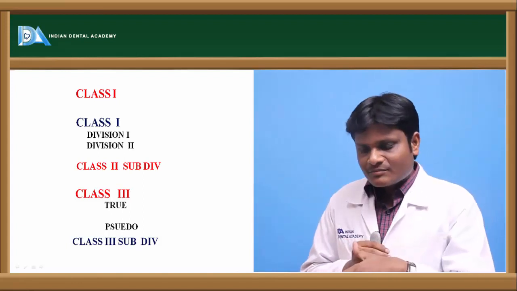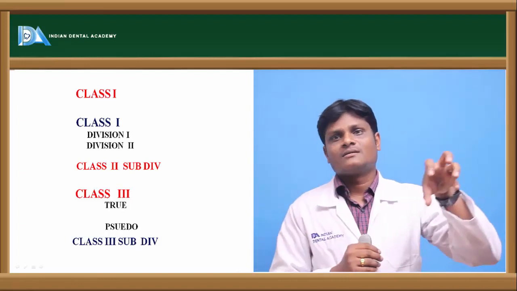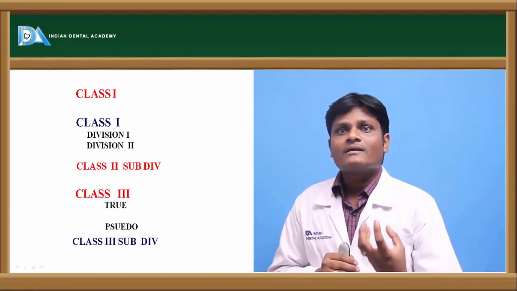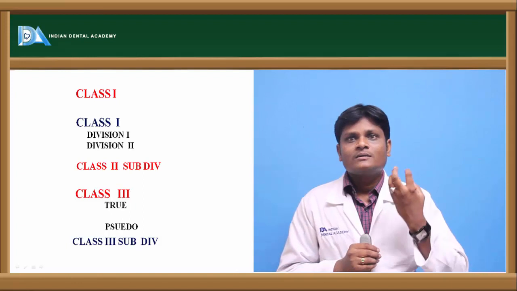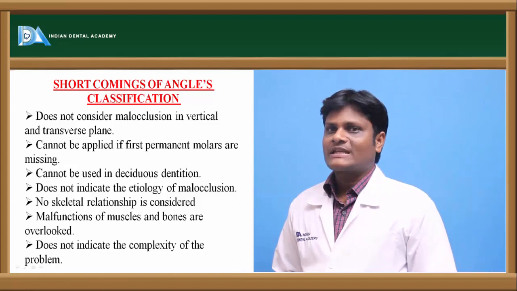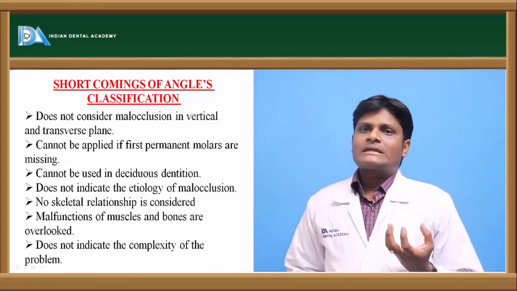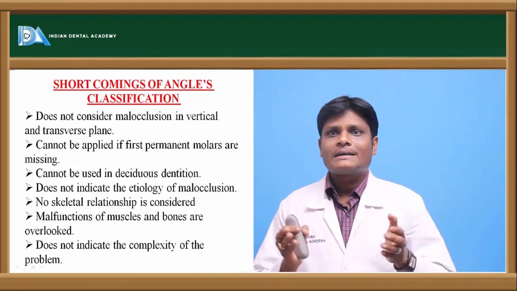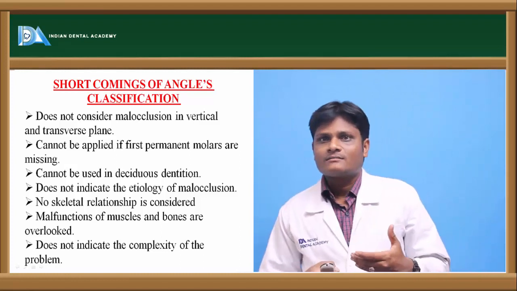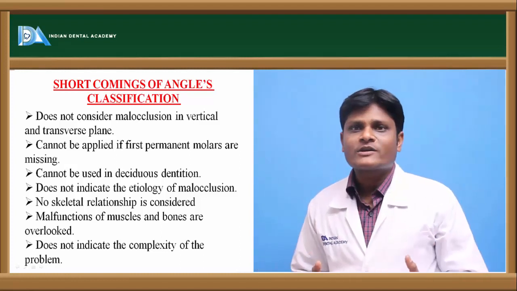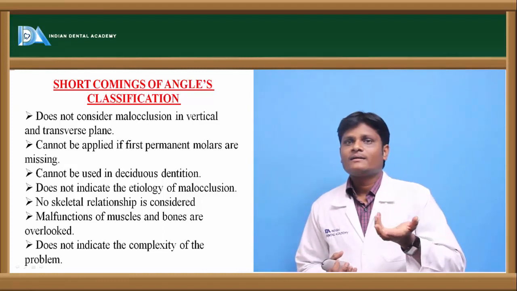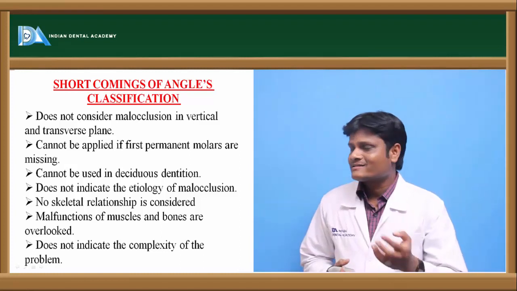So whenever you are planning a treatment, you have to first finalize the diagnosis, whether the class 3 is a true class 3 relationship or is merely a result of occlusal prematurities or functional shift. Now, what are the shortcomings of the Angle system of classification? It does not consider malocclusion in vertical or transverse planes. If the permanent first molar is missing, there is no provision for classification of malocclusion, and the Angle system cannot classify a deciduous occlusion or deciduous dentition.